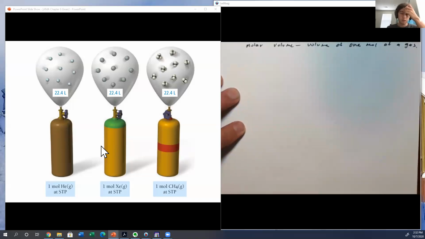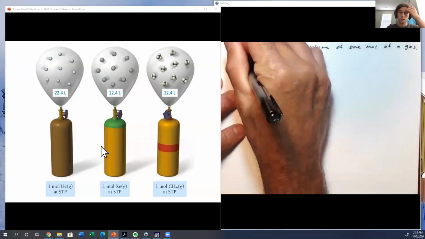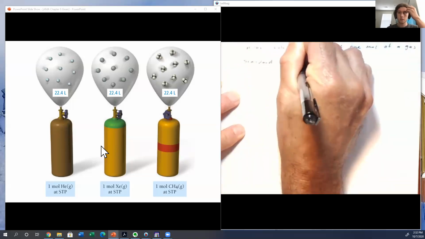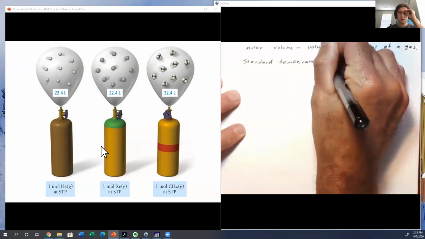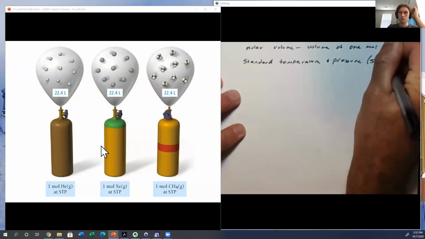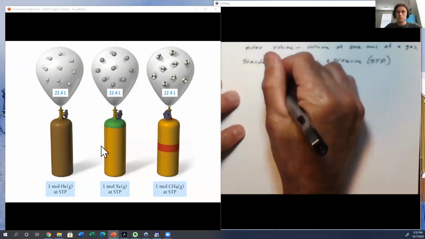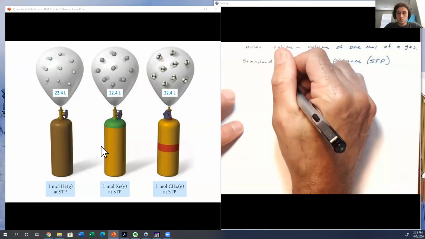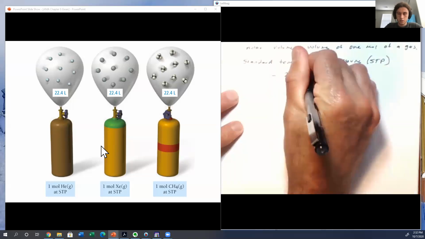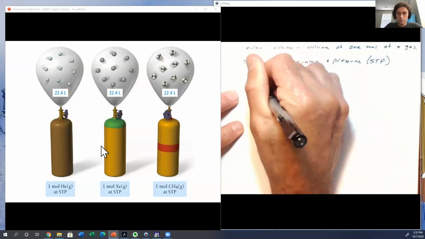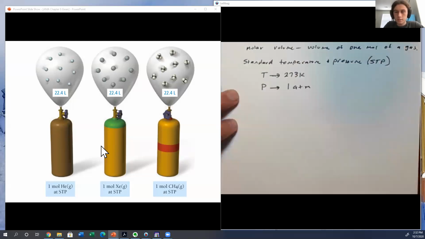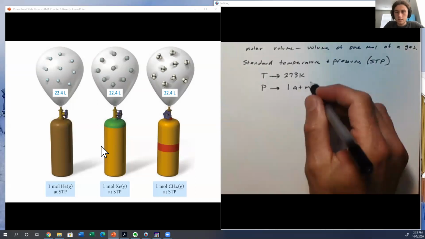And then I want to define something called standard temperature and pressure. Sometimes we call that STP. Standard temperature is defined as 273 Kelvin, and standard pressure is defined as 1 atmosphere. So when we talk about standard temperature and pressure, that's what we mean.